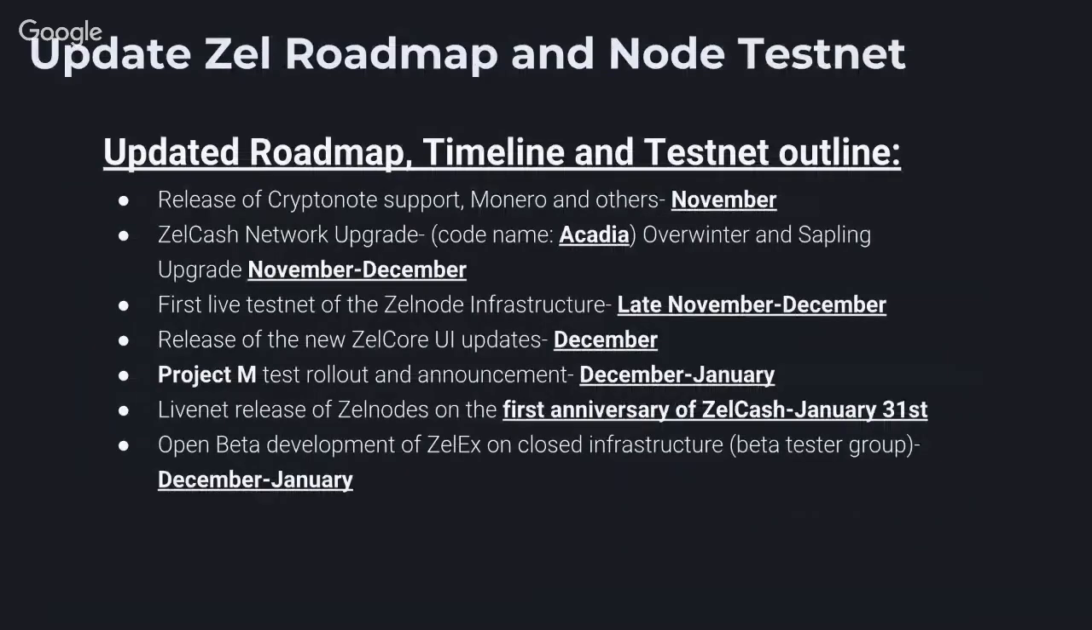The big bullet points that you want to take out of this is that we are going to work on our network upgrade, which is over Overwinter and Sapling, which is the Acadia upgrade. We will then release our first testnet for the node infrastructure late November, December. We're also going to release our new ZelCore UI, Project M. Our live net release will be the first anniversary of ZelCash on January the 31st.